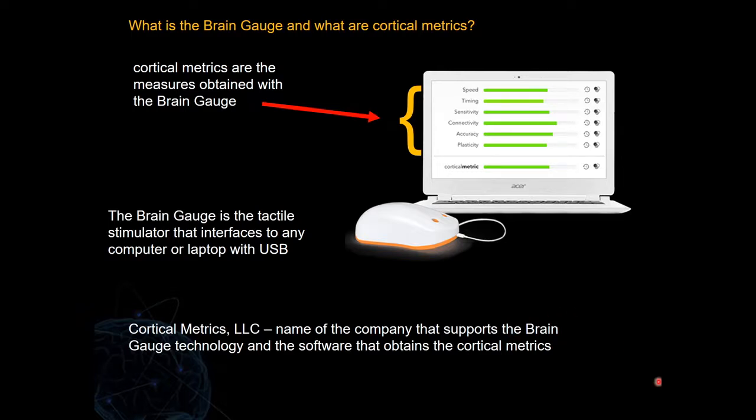And CorticalMetrics LLC is the name of the company that supports the brain gauge technology and the software that obtains cortical metrics. And the company is primarily an R&D company that was spun out of the University of North Carolina by two faculty members. Those two faculty members were myself and Bob Dennis.